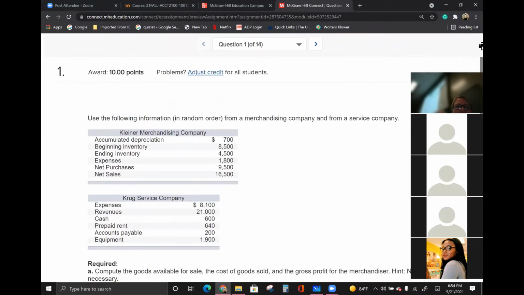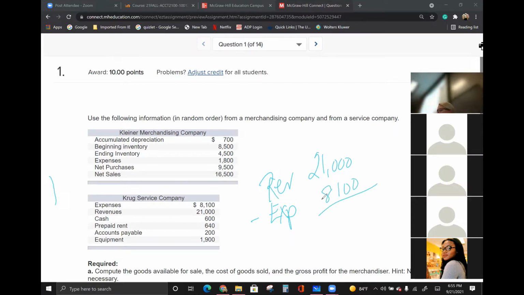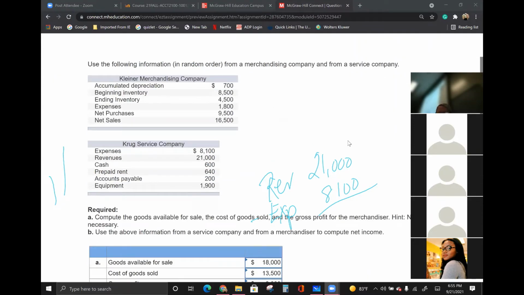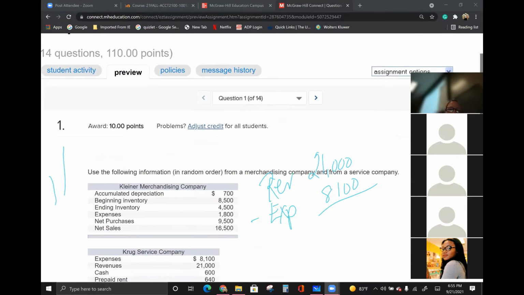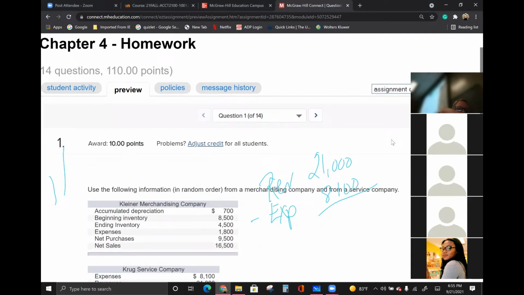I want to draw. See if it'll just let me. Okay, so we're going to do revenue of 21,000 less my expenses, 8,100. So 21,000 less the expenses of 8,100. It's going to give me the 12,900. Let's keep going back and forth.